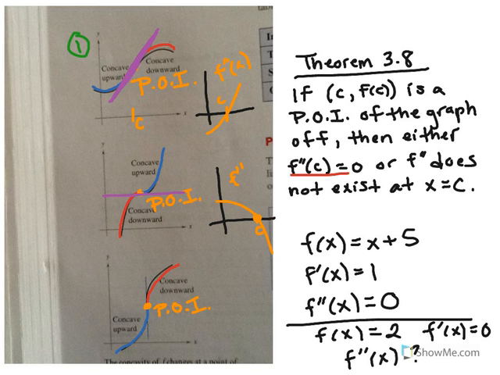Either f double prime of c equals 0, or it does not exist at that point. So there's a lot of things to look at, and you have to really take your time. We can take a look at some other information here.